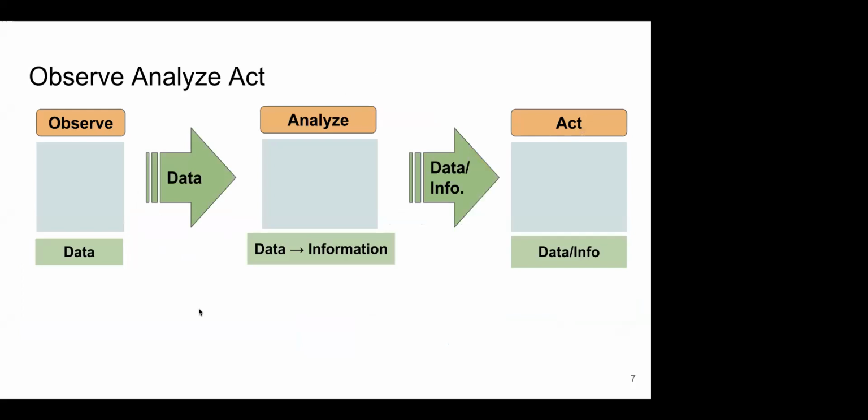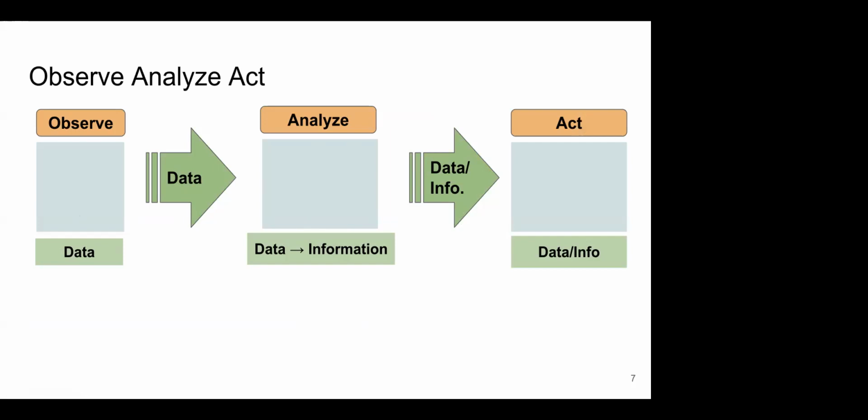So we have the observe phase where some data gets produced, and the data takes a path through a communication network, mostly to somewhere where the data gets analyzed, right? And then from that data, information gets produced, and that information is propagated to another set of users who then act on it.